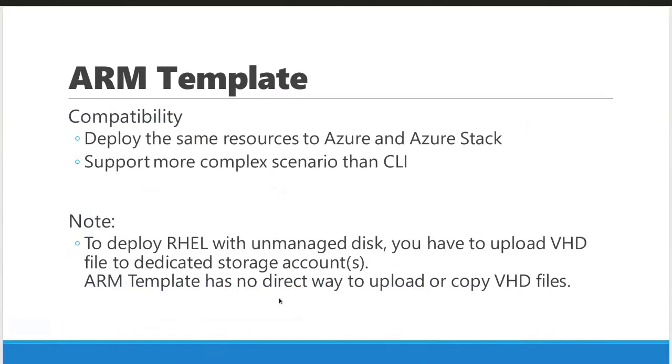Azure Resource Manager, ARM, templates are a powerful tool for creating Azure resources. They support more complex scenarios than the CLI, and they help your automation. You can use the same templates for Azure and Azure Stack. However, as far as I investigated, there is no straightforward way to copy or upload a VHD file to Azure Blob Storage, which is required to provision a RHEL virtual machine in Azure Stack. I wonder if we have to combine Azure CLI commands and ARM templates.